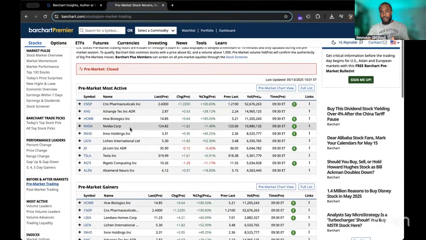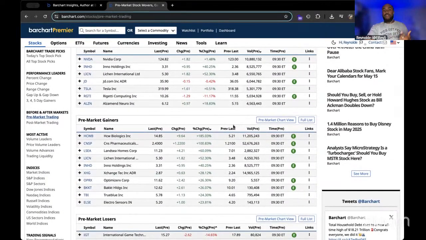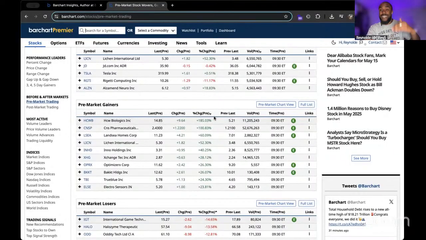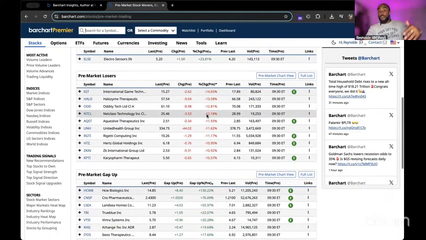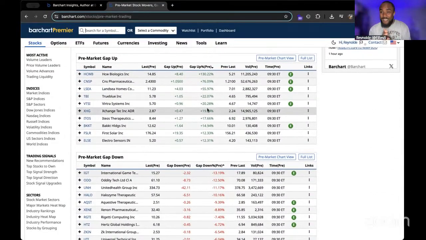Here you're going to see some of the most active. Now, the most active is based on volume. Okay. After that, we have gainers. This is on percentage gains. Okay. Now, your losers is on the negative side of the percentage gains. But then here's that heat, baby, the gap ups and gap downs.